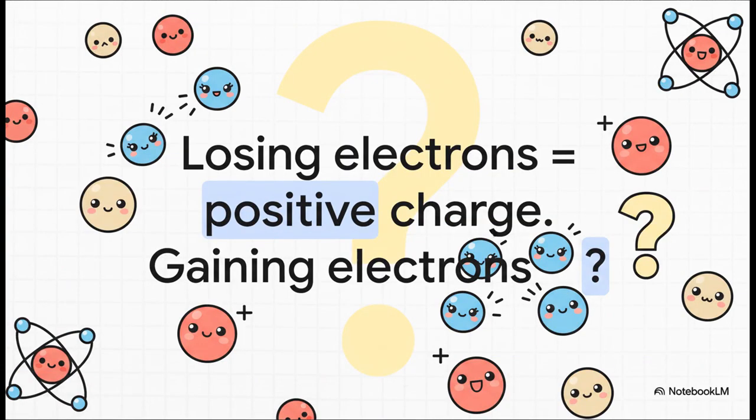So we've seen pretty clearly that when an atom loses negative electrons, it becomes positive. So here's a final thought for you to chew on. What do you think happens when an atom gains an extra electron? What kind of charge would it get then?